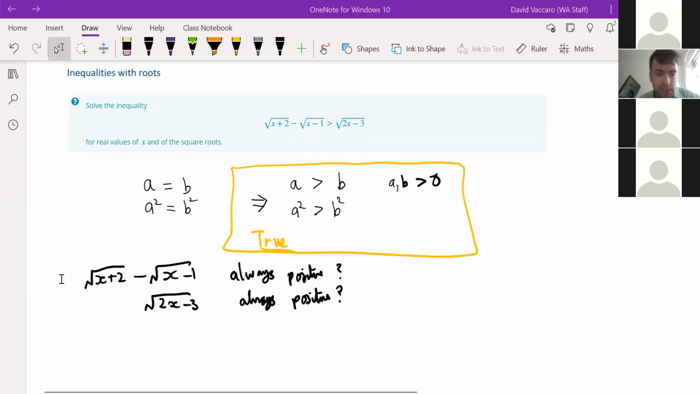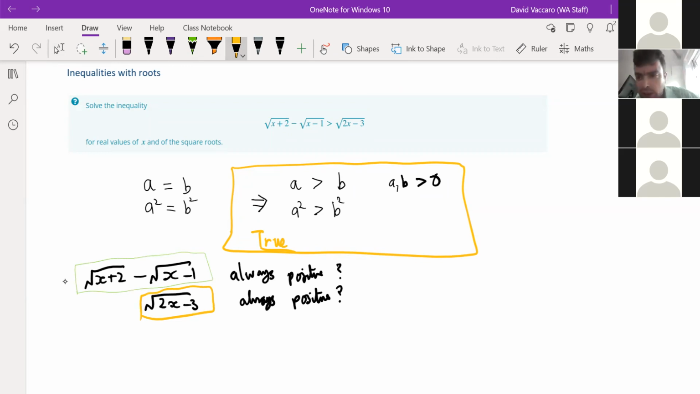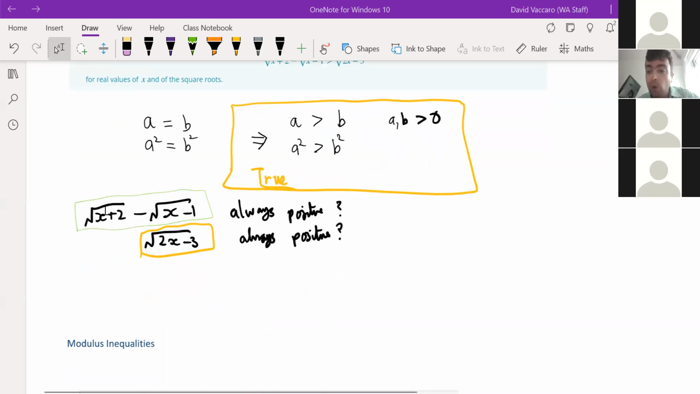So are both of these terms, this term, the green one, and this term, the yellow one, always positive? If you think they are, say yes. If you think one of them is, one of them isn't, say the green one is, the yellow one isn't, or whatever. Both always positive, okay? Excellent, okay? And this green one is positive because x plus 2 is bigger than x minus 1.